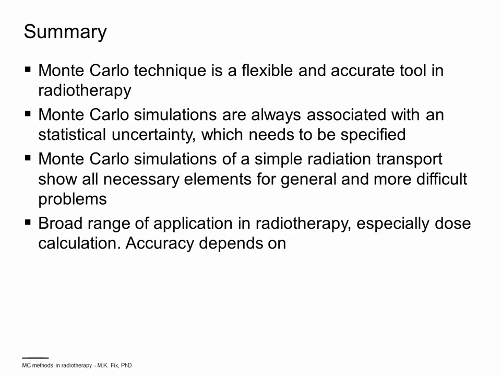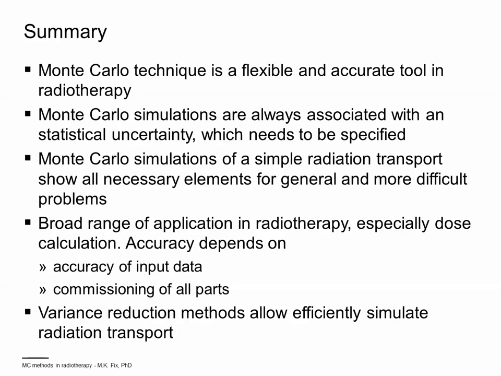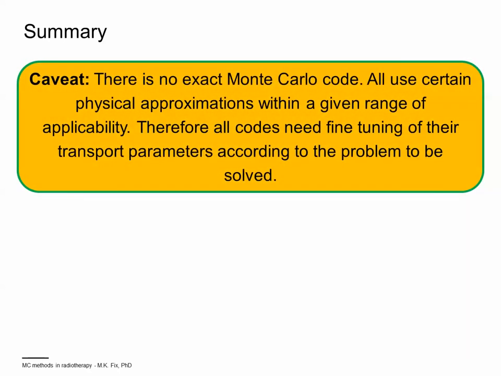The accuracy depends on the accuracy of the input data, the commissioning of all parts. Variance reduction methods allow efficiently simulating radiation transport. There is some caveat. There is no exact Monte Carlo code. All use certain physical approximations within a given range of applicability. Therefore, all codes need fine-tuning of their transport parameters according to the problem to be solved.